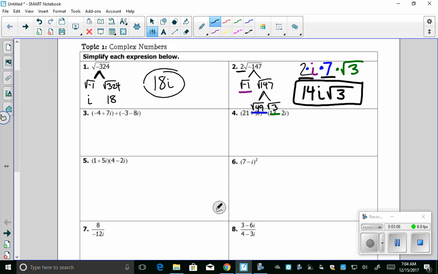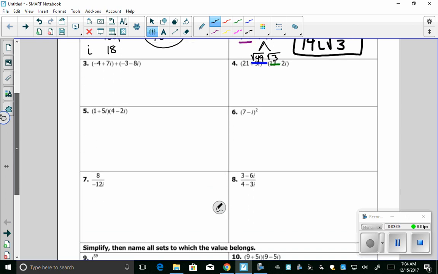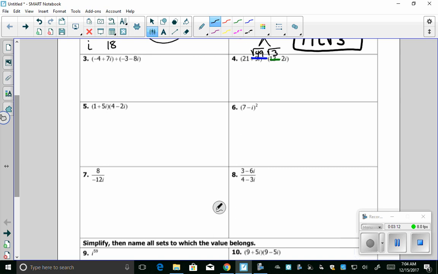Problem 3. If you look at problem 3, there is a difference between 3 and number 5. The difference is that number 3 has a plus sign in the middle, while number 5 doesn't have anything. Number 3 we are adding together, while number 5 we are multiplying. So when I'm just adding them together, if it's a plus sign, you distribute the plus sign, which doesn't change anything. So it's going to be negative 4 plus 7i minus 3 minus 8i.